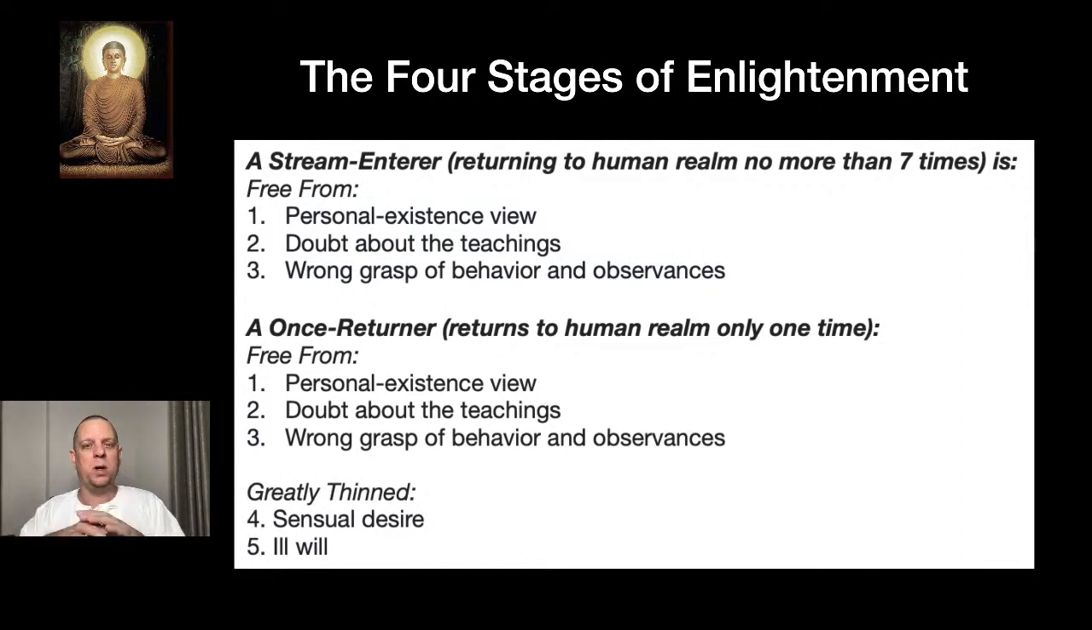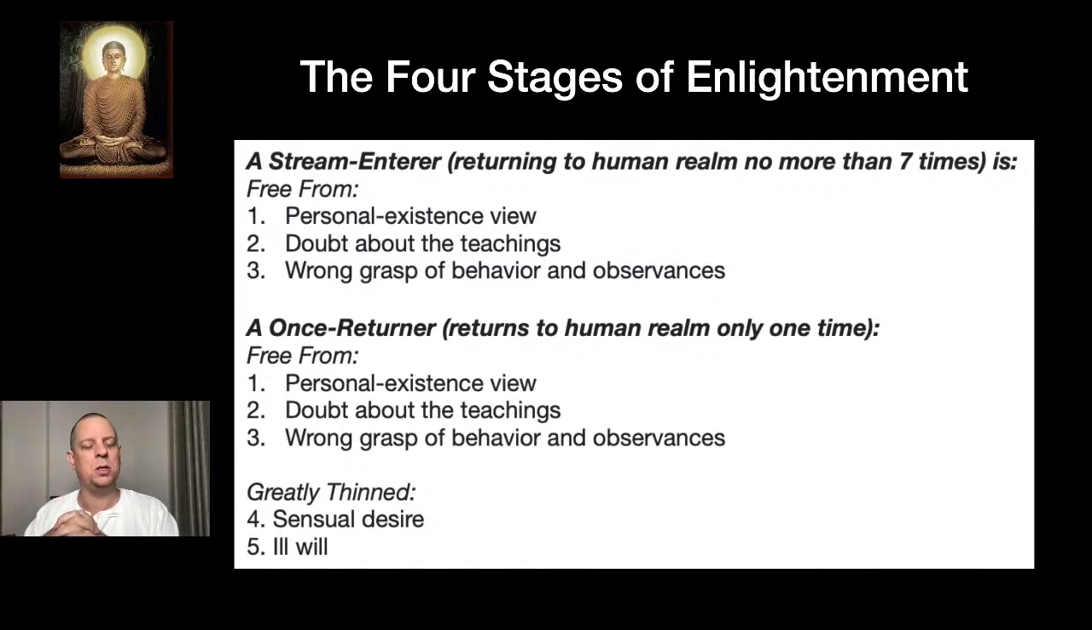Where with a large part of the world, they're practicing loving kindness and compassion, but there's still some people in their life, a handful of people that they just have resentment for. But the vast majority of the world, they have loving kindness and compassion for. But there's just some people that they feel like they just can't get along with because they're still holding on to a little bit of this ill will. So this would be a once returner.